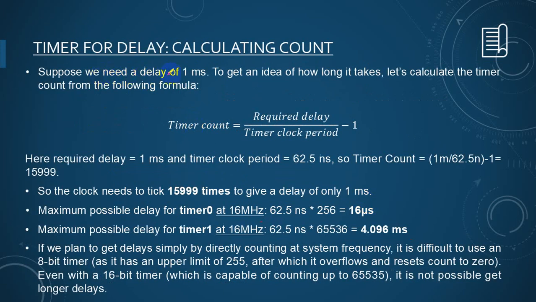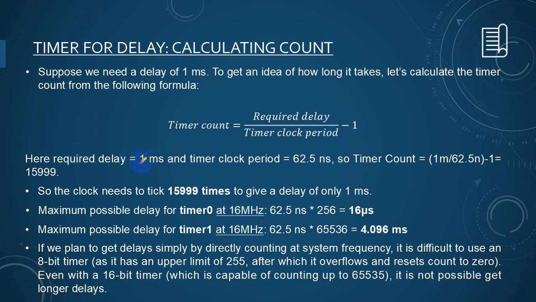Suppose we need a delay of 1 millisecond. To get an idea of how long it takes, let's calculate the timer count from the following formula. How many counts would it need to make to get a 1 millisecond delay? So that's the formula: timer count equals required delay divided by the timer clock period, minus 1. In our last slide, we used this formula.